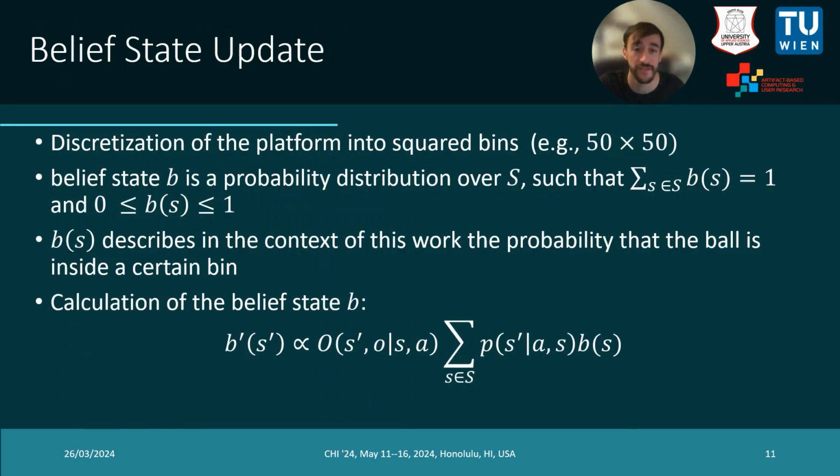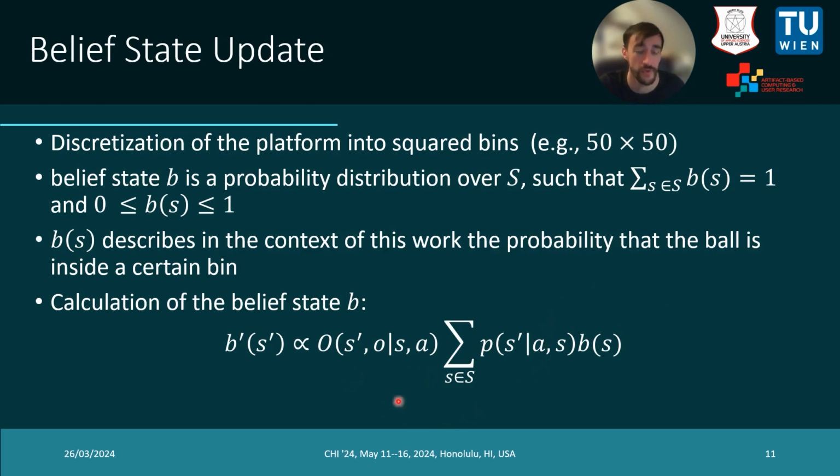In our case, we just discretized the platform into bins, and the belief state just describes the probability that the ball is inside of a certain bin. Therefore, we are dealing with a probability distribution here. On the bottom, you can see this formula, how we update the belief state of S prime, just describing that the ball is in state S prime. And therefore, we have to calculate the sum of all probabilities of the states multiplied with the chance that we get to our target state S prime from the state by performing action A.